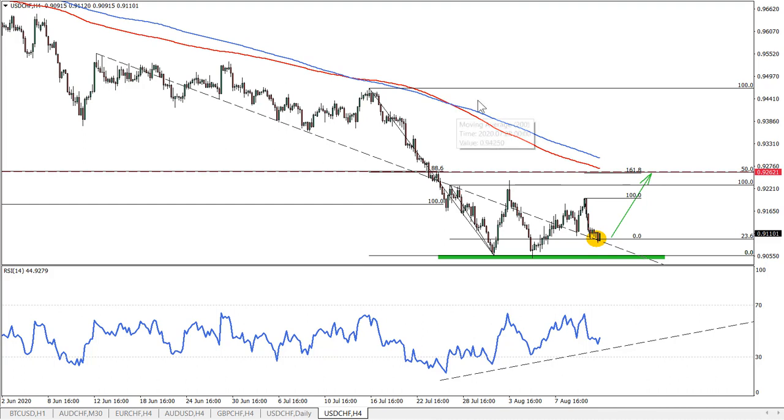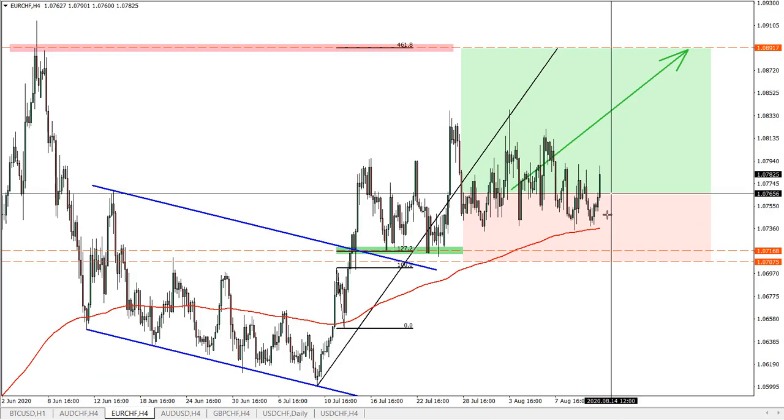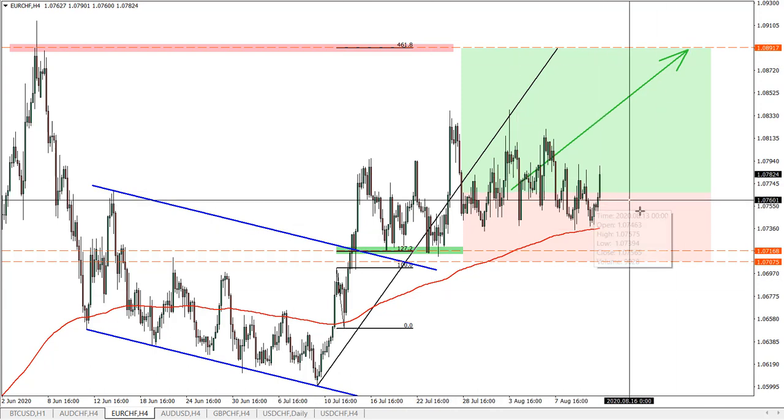Okay, let's move back to all the analysis and ideas we did previously as well. Australian Swiss franc is still at the same spot, nothing major happening. So moving on to the Euro Swiss franc. Euro Swiss franc is in green, and I do expect that trend to continue.